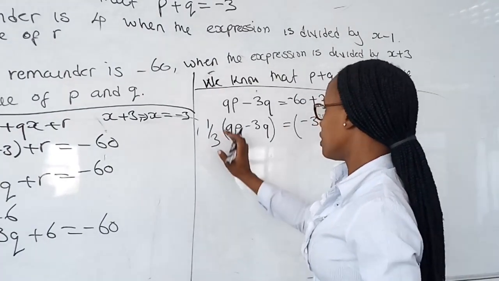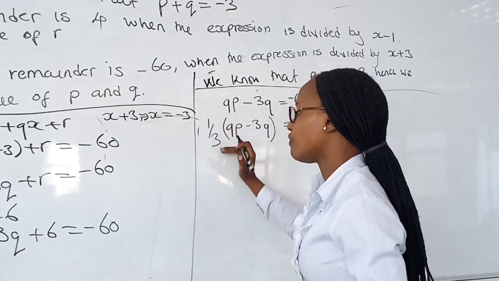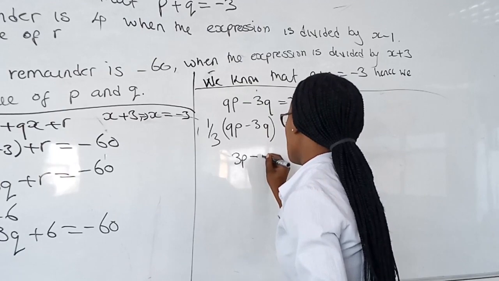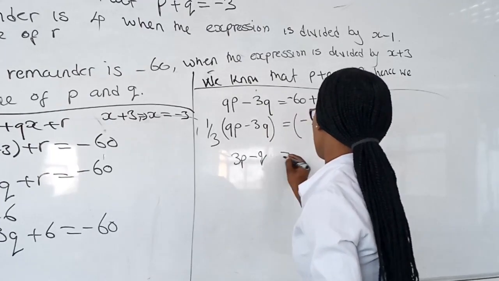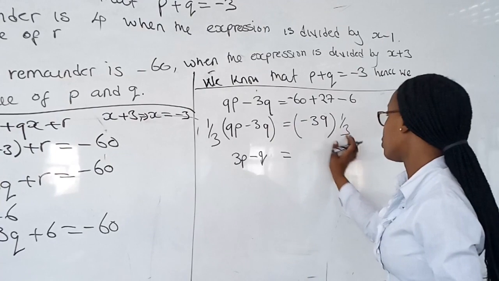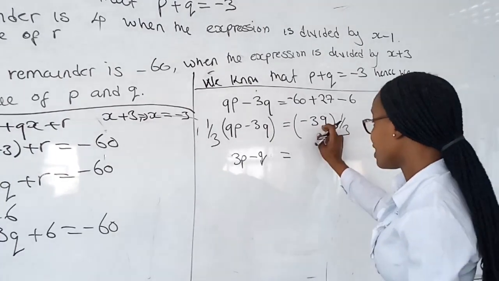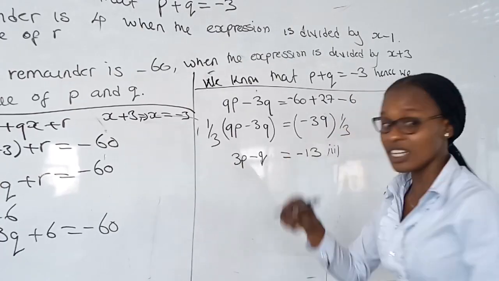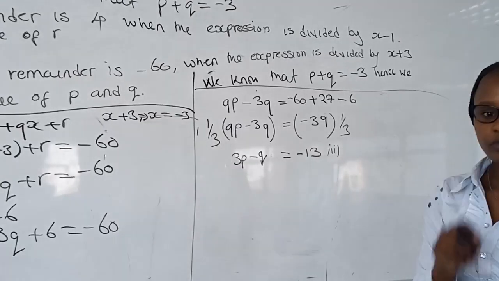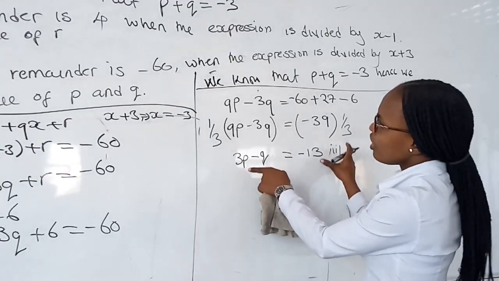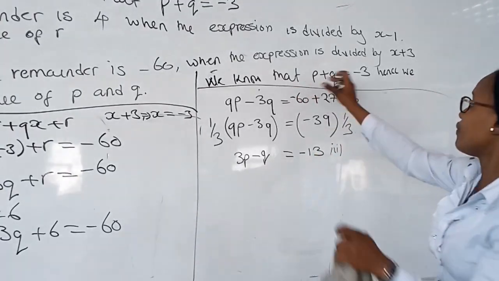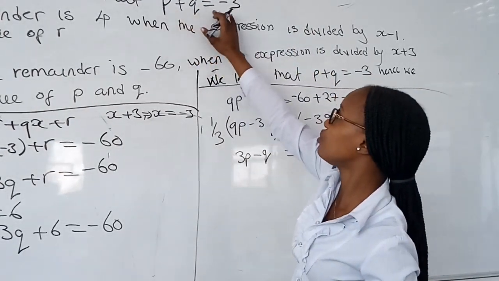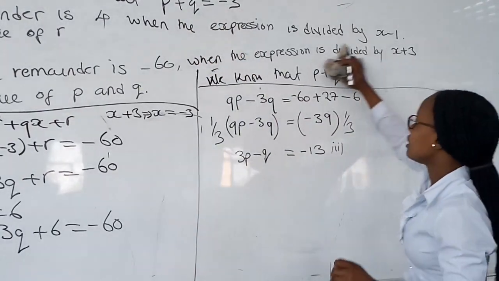Then when we do that, 9 over 3 gives us 3p, minus 3 over 3 gives us 1, so minus q, being equal to 39 over 3. The 3 and 3 give us 1, and 39 over 3 gives us 13, so minus 13. When we look at this, we'll consider it to be our second equation. Then we're going to solve this one and the previous one which we had to show in the first place, which was p plus q being equal to negative 3.